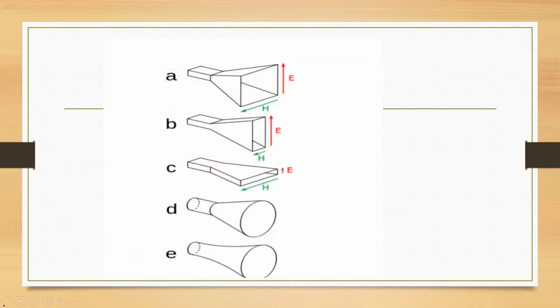Similarly, these are the horn antennas. The shapes, the aperture could be circular or rectangular. The circular has some polarization effect on the signal, and therefore we use these kinds of antennas.